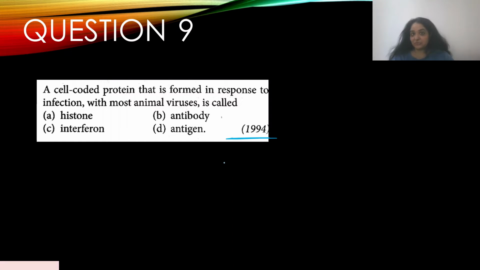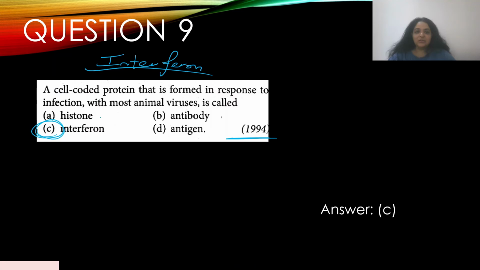Again an interferon question, so please note this down because interferon has been asked multiple times. With most animal viruses, of course, it's interferon which acts against those animal viruses. So the answer is C.